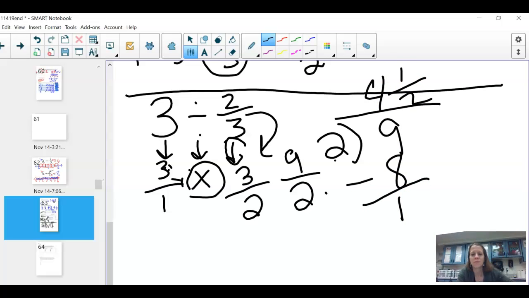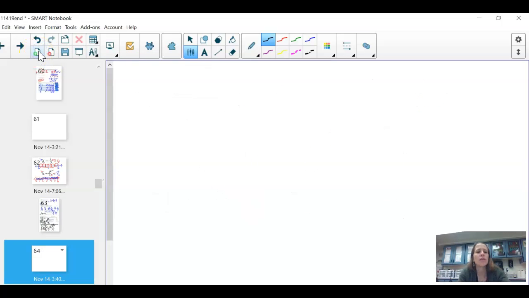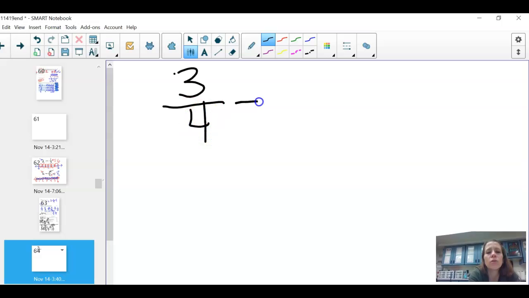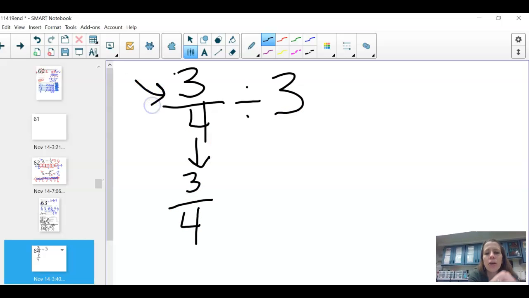¿Fácil? Tú puedes hacerlo. Y entonces yo voy a hacer un más. Pero esta vez yo voy a escribir este número primero. 3 cuartos entre 3. Yo voy a quedar 3 cuartos porque yo no voy a cambiar este número. Nunca, nunca, nunca. Never, never, never. Don't change that one. Yo voy a cambiar esto, pero si yo estoy cambiando esto, tengo que cambiar esto.